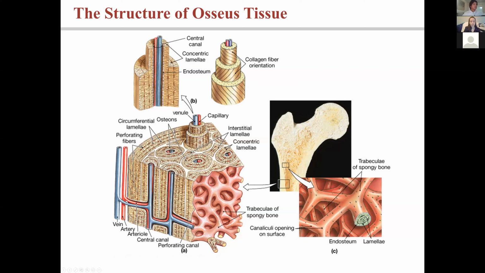At the center of each osteon, we're going to have a central canal. That central canal is going to provide these blood vessels. Between each osteon, there are going to be these perforating canals. So in order for these blood vessels to reach deeper into the osteons within the most inner portions of this bone, they're going to traverse through these perforating canals.